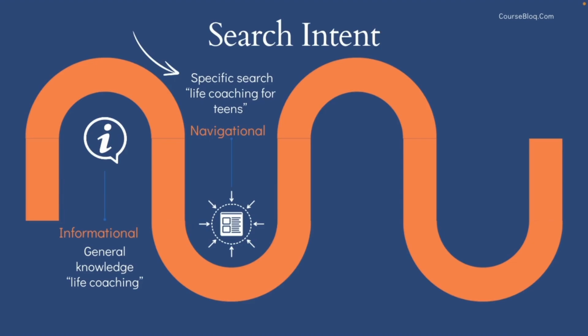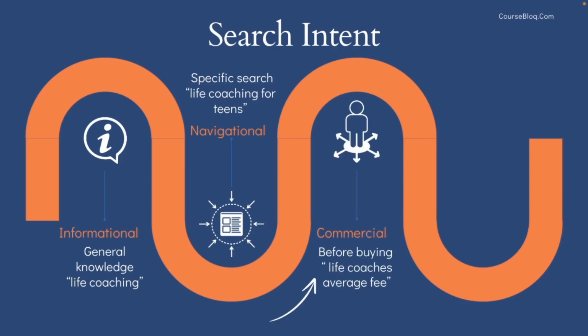Navigational is another kind of search intent, which is more specific, where in this example, say somebody is looking for life coaching for teenagers and not just a broad search. Commercial search intent. That is where somebody is doing homework or research and looking for information that can help them to make a decision to buy something. So it's the search that they do just before buying. An example again in this life coaching would be where somebody wants to know the rates for a life coach. So life coach's average fee could be a commercial keyword in this example.